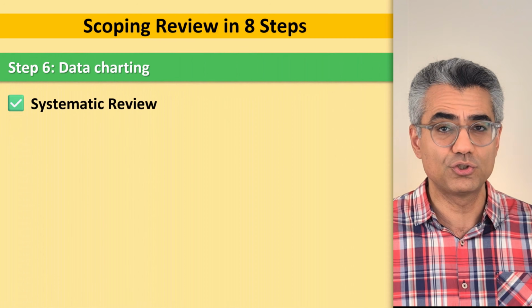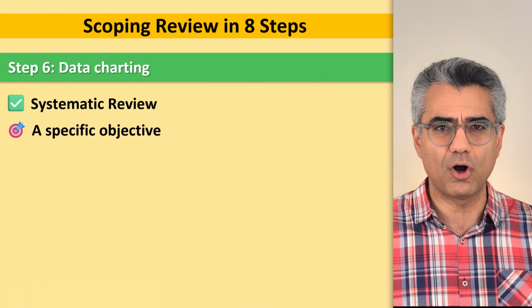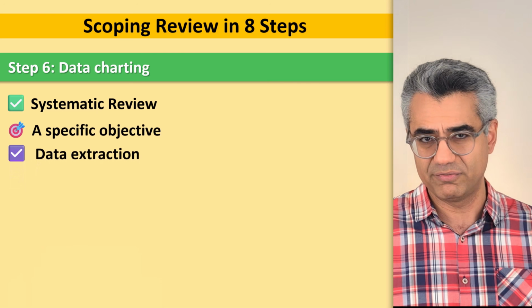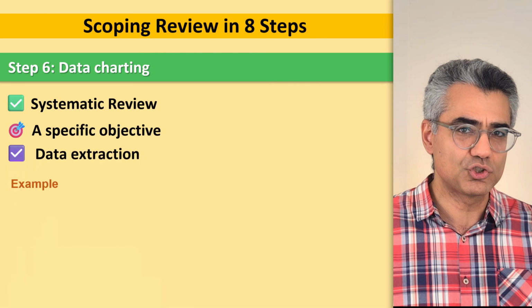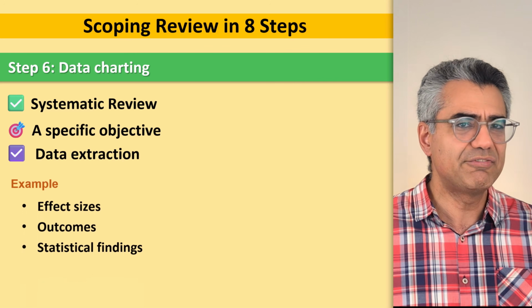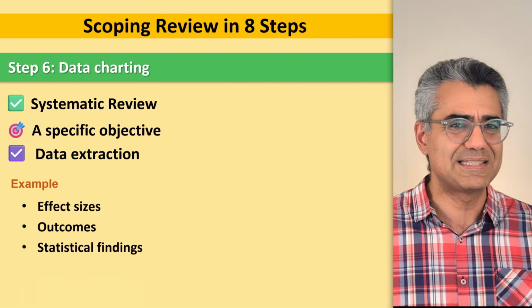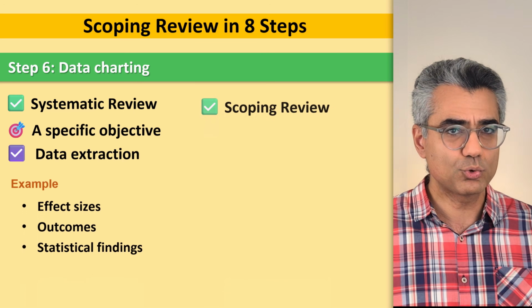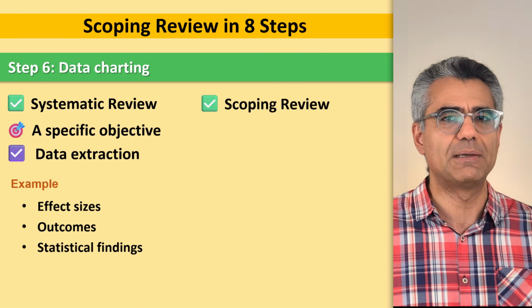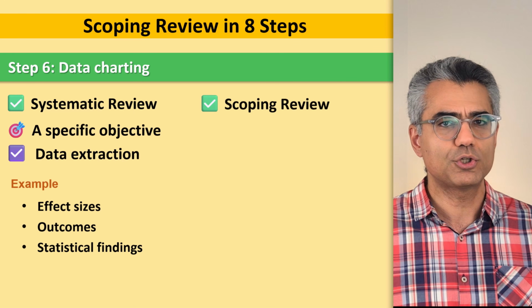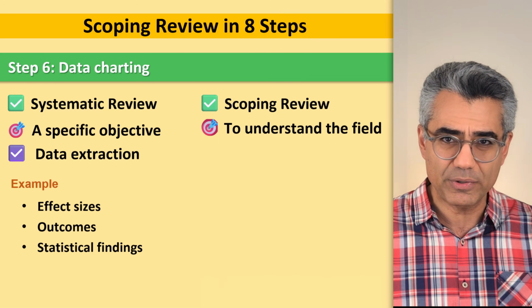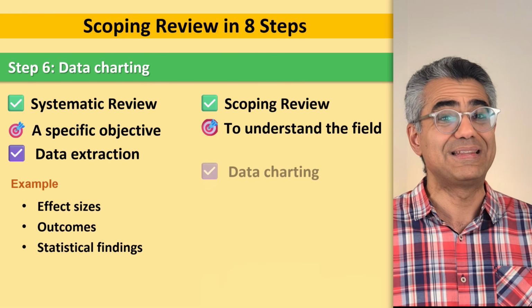In a systematic review, you focus on a specific objective and you do the data extraction precisely to achieve that. For example, in a systematic literature review, you may extract things like effect sizes, outcomes, and statistical findings of testing a specific hypothesis or model. But in a scoping review, you are not answering a precise question. You are trying to understand the field. So instead of data extraction, we call this step data charting.